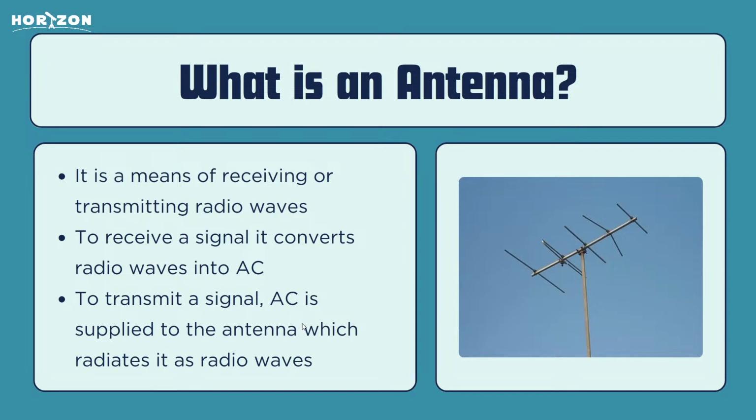So, what is an antenna? It is a means of receiving or transmitting electromagnetic waves. It converts electromagnetic waves into alternating current to receive a signal, after which the signal is amplified. For transmission, an alternating current is supplied to the antenna, which radiates energy in the form of EM waves. So you can notice that even a light bulb is a sort of antenna, since it takes in alternating current and radiates EM waves in the visible range.